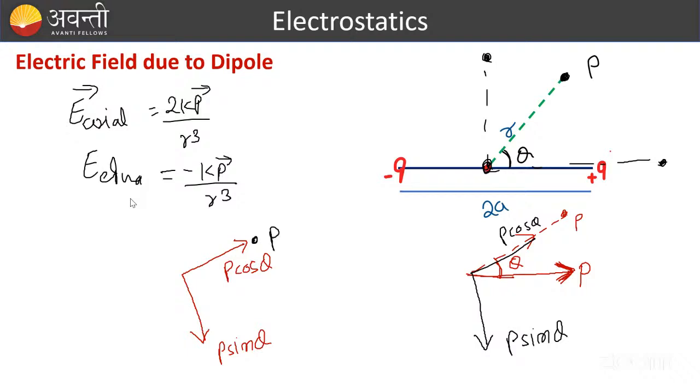So if you look here carefully, this point P is the axial point for the dipole P cos theta. Don't you agree? Batao. This point P is what? Axial point for the dipole P cos theta. What do you say?